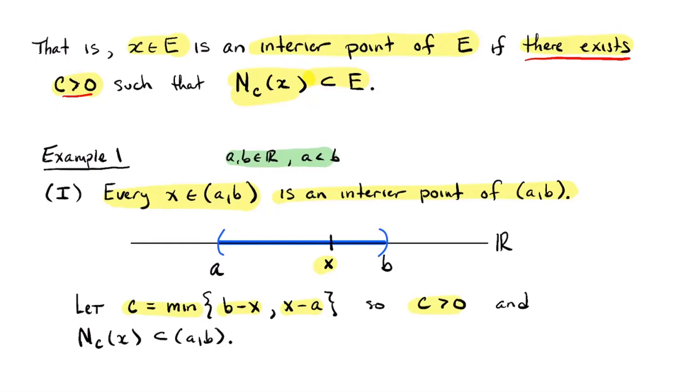Where is that minimum distance in my picture? Well, the way I drew X, it looks like it's closer to B. So if I take that minimum distance right there to be C, that entire C neighborhood of X lives in the interval from A to B. So X was an arbitrary point, so it's interior.